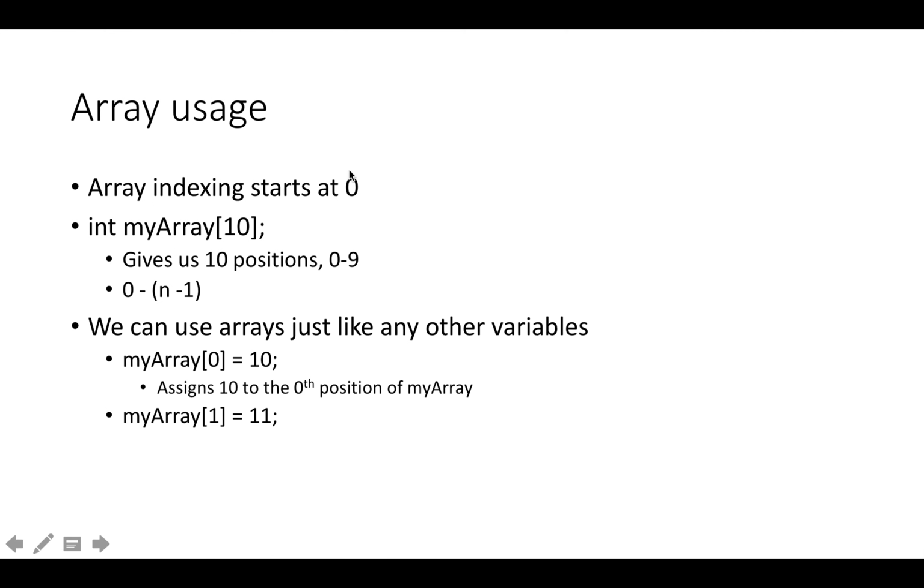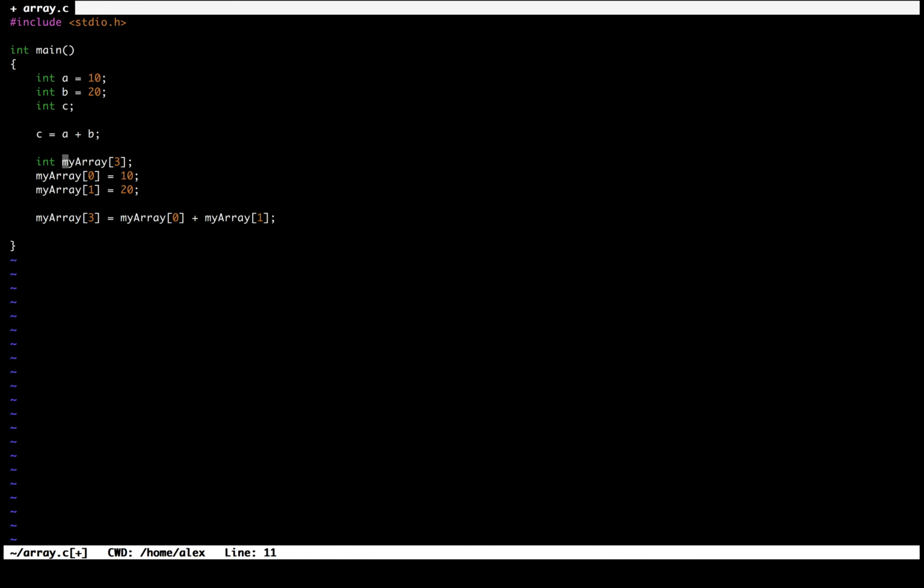Again, array indexing starts at 0. 10 will give us 0 through 9 positions. One thing that you might do is you see you have 3 here. Do you remember that it's not like this? We can't do this. Like it doesn't start at 1. This is wrong. It might work, but it's wrong. We do start at 0. So for our size array of 3, these are the only 3 positions that we can touch.